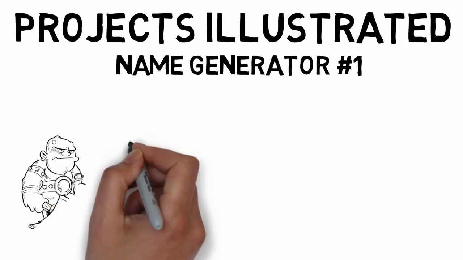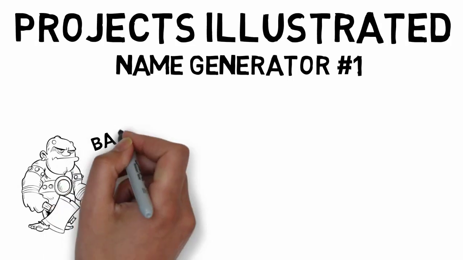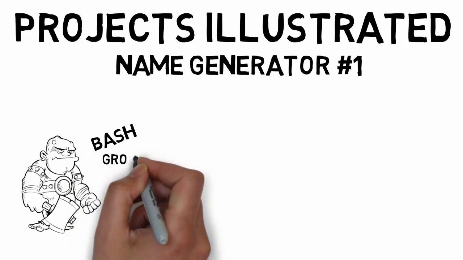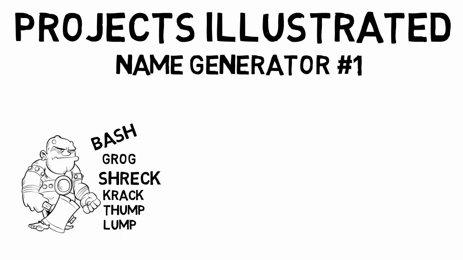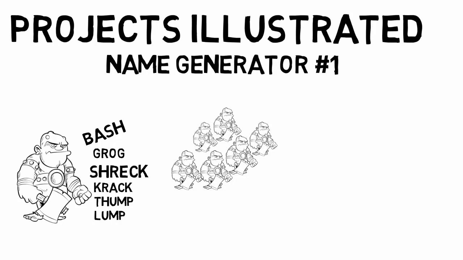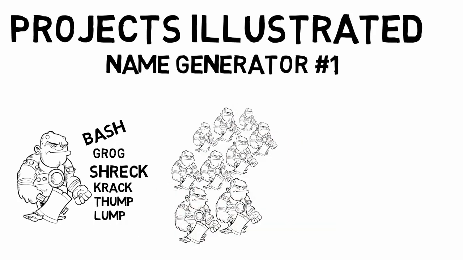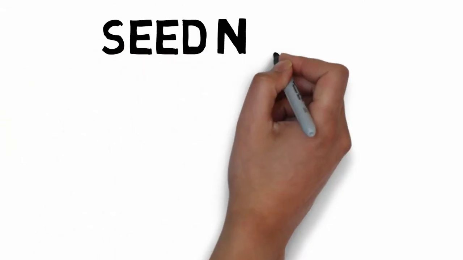Okay, so I have an ogre. And he's got a name something like Bash, Grog, Shrek, Crack, Thump, Lump. But I actually have to name a lot of these guys, a lot of ogres. So what I'm going to do is use the names I have over on the left as seed names to generate new names.